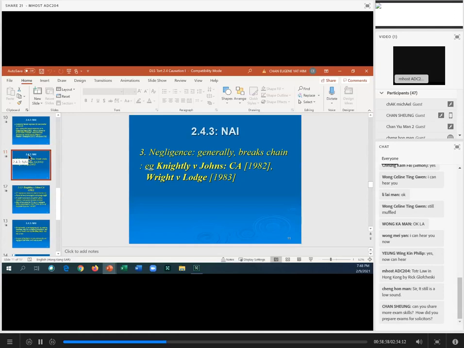So it was found by the court that the driver of the lorry drove the vehicle recklessly. The court held that the negligence of the lorry driver constituted an intervening act, Novus Actus Interveniens, because the lorry driver was driving in such a way that was not reasonably foreseeable.